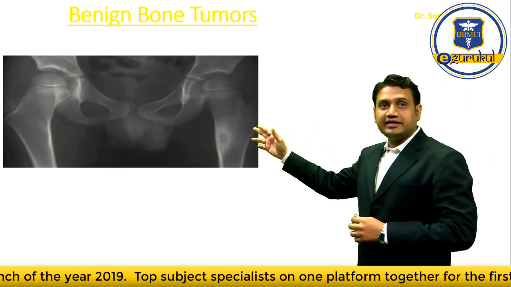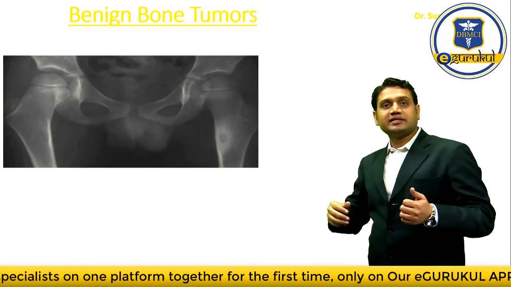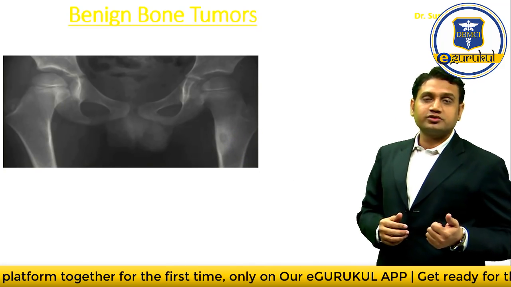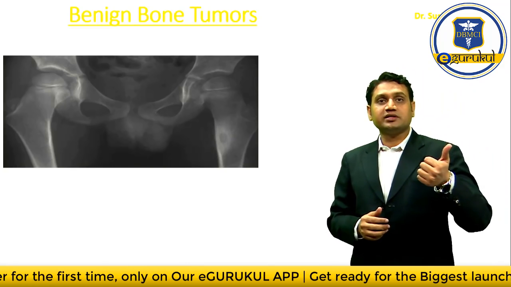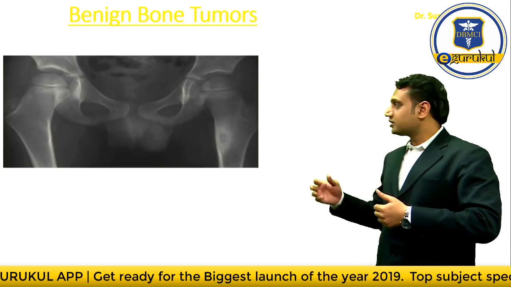If you see the lateral side, it is clean. But only one side cortex is involved in diaphyseal lesions. So as I said, if you want to solve anything in bone tumors, you should know three things. One is the location, second is the nature, and third is the spatial feature. So looking at the location, what is the location of this lesion?